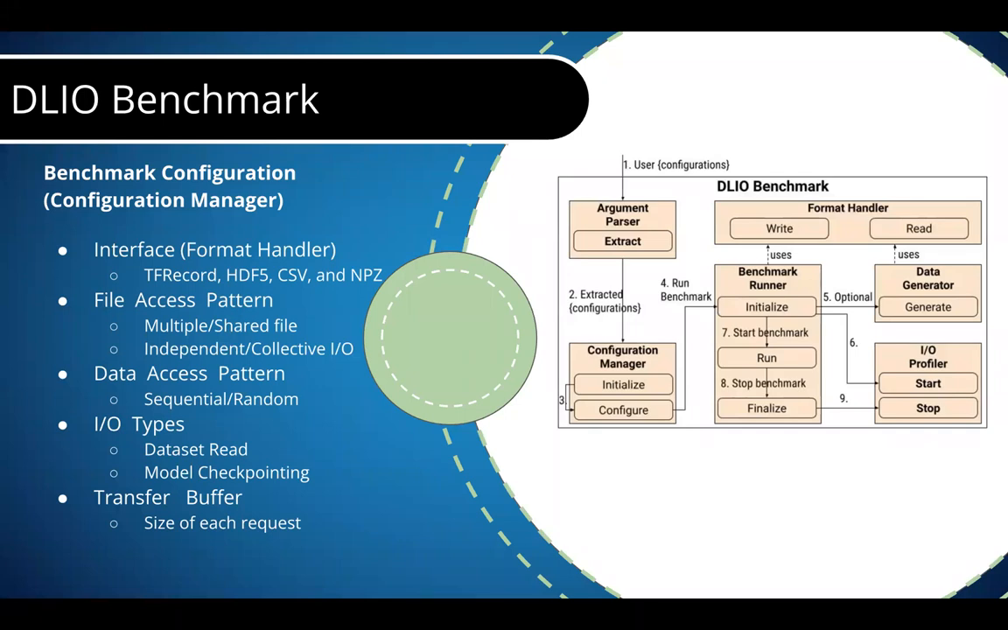The DLIO benchmark in its current state on the repo supports the following configurations, such as TFRecord, HDF5, CSV, NumPy arrays. The file access pattern could be shared or multiple files with independent or collective IO. This depends upon the type of interface you selected. Some of them support independent collective IO, some of them don't. We can emulate different dataset reading patterns, such as sequential or random, because in some cases you want to see that. Again, this is based on the support from the interfaces. Also, the two types of IO we look at here are the major one, which is the dataset reading, and we also added a part for model checkpointing, such that the application would checkpoint every n steps. So it basically emulates what the application, a TensorFlow application, was doing, as I described before. And then finally, you could tune the request size distribution within our benchmark for these interfaces so that you could look at different IO patterns and so on and so forth.